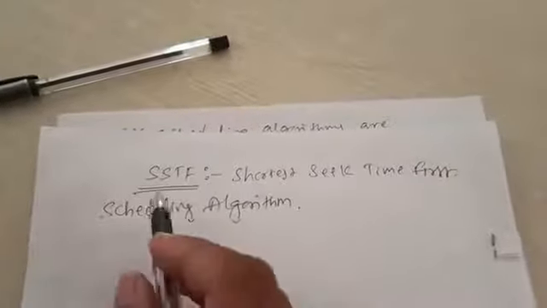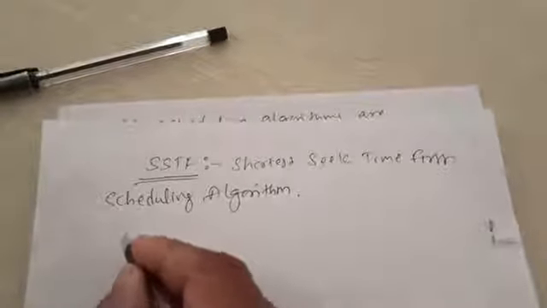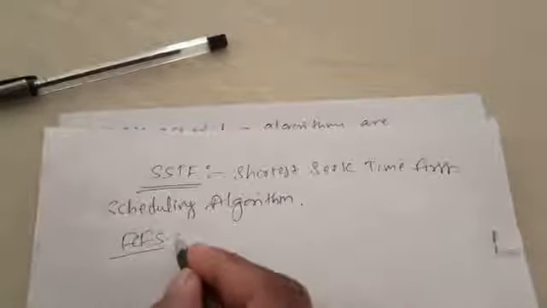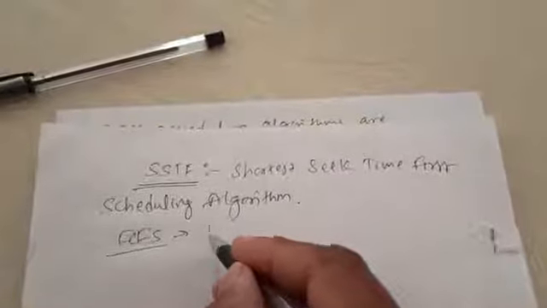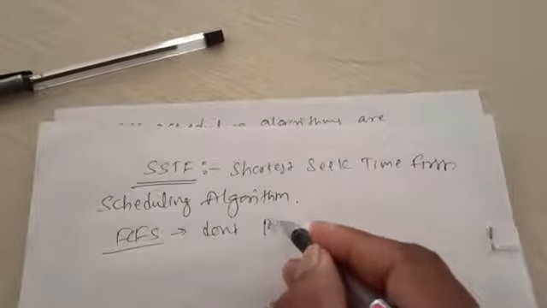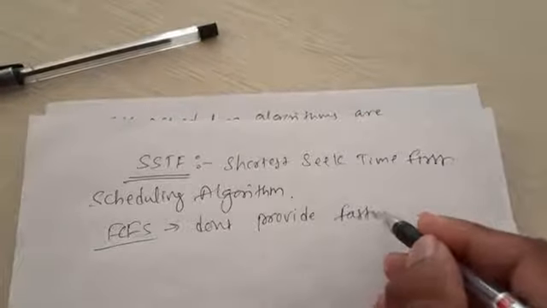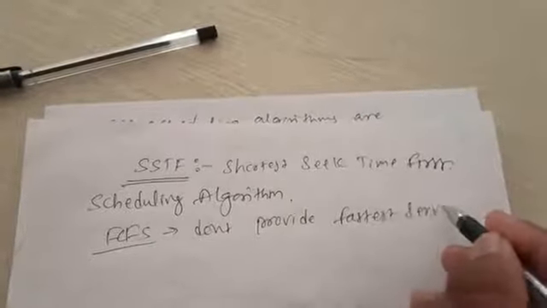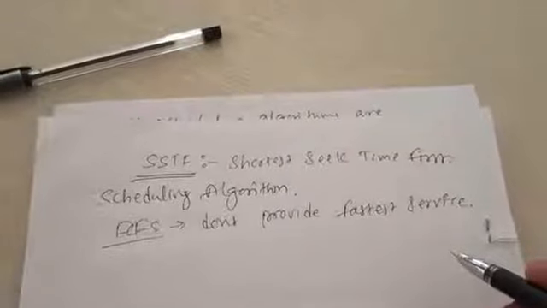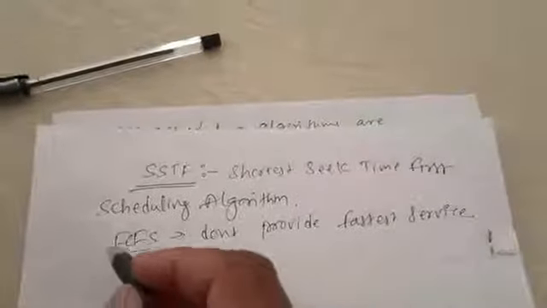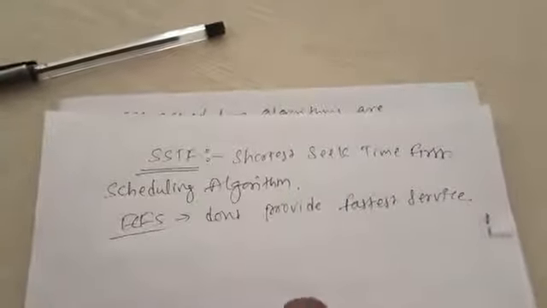So the problem that we faced in the previous one, that is called FCFS, is that it doesn't provide the fastest service, and the access time is less here. So to overcome this problem, there is a next algorithm we are going to discuss, called SSTF.